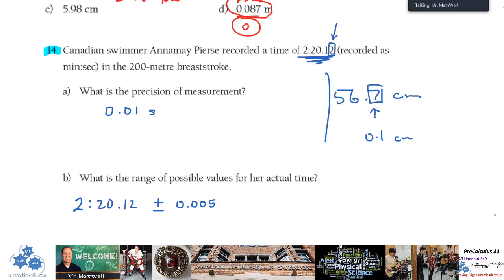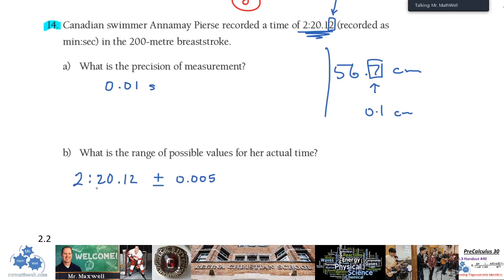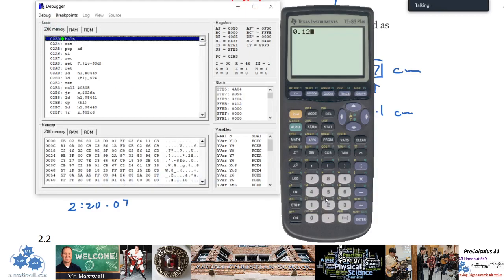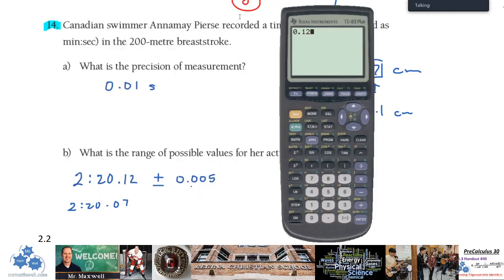So what's the range, the possible range? Well, you'd actually have to just state these two numbers. So if we subtracted 0.005 from here, what would that be? Looks like 20.07. No, that doesn't seem right. Give me a second here. Okay, so we got our calculator out here now. We're going, so 0.12 minus 0.005.